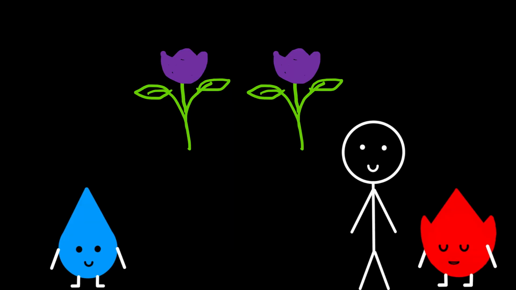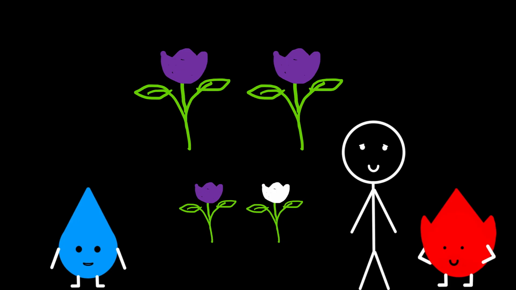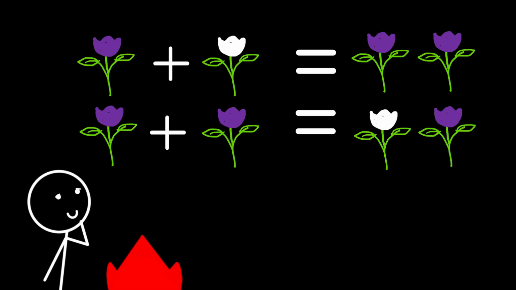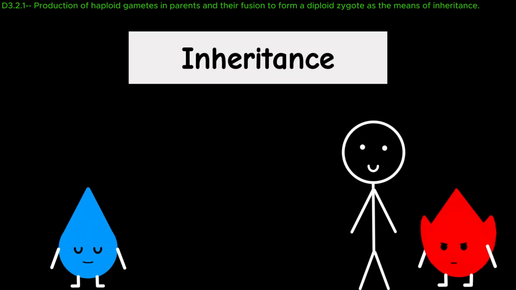Well, their baby plants must be purple as well. Nope. What you get are some plants with purple flowers and some with white flowers. The math is not adding up. We need to understand inheritance first.